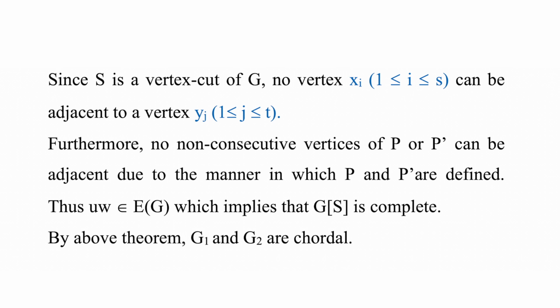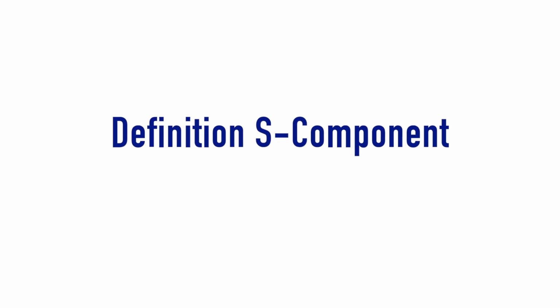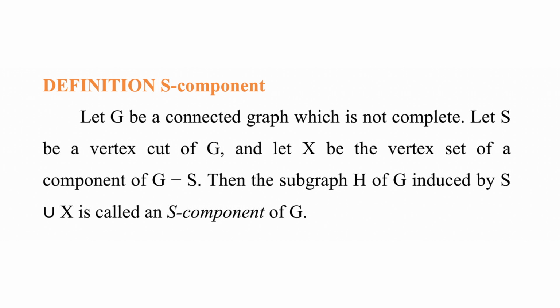By the above theorem, G1 and G2 are chordal. Let us see the definition of S component. Definition: let G be a connected graph which is not complete. Let S be a vertex cut of G, and let X be the vertex set of a component of G minus S. Then the subgraph H of G induced by X union S is called an S component of G.